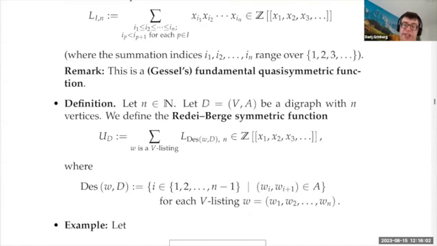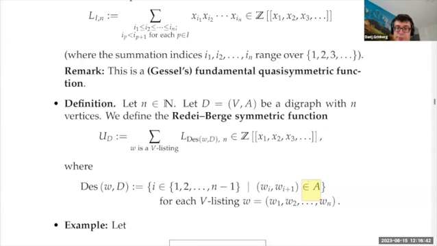And now, if I have a digraph D with n vertices, I can define its so-called Rédei-Berge symmetric function, which I call U_D, and that is the sum over all the n factorial many vertex listings w of such an L function. So what is this thing? Well, n is, of course, the number of vertices. This is the set of those i's for which w_i and w_{i+1}, the i-th and (i+1)-th entries of my listing, form an arc.